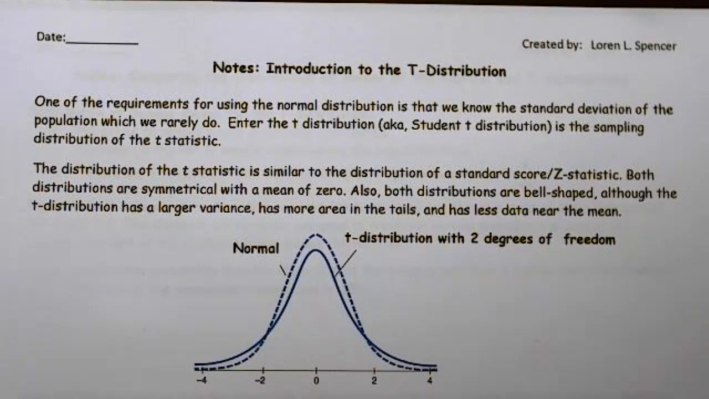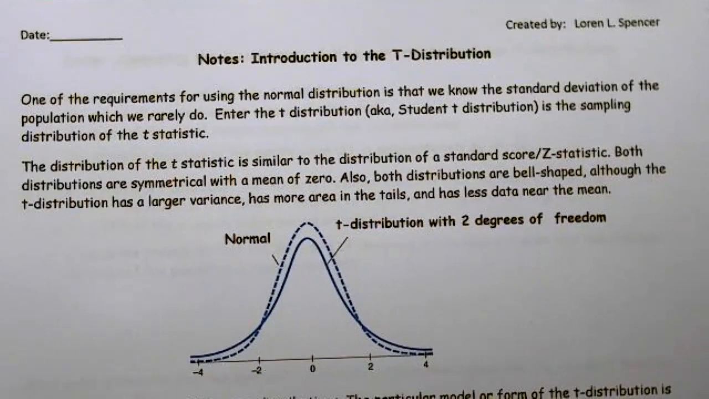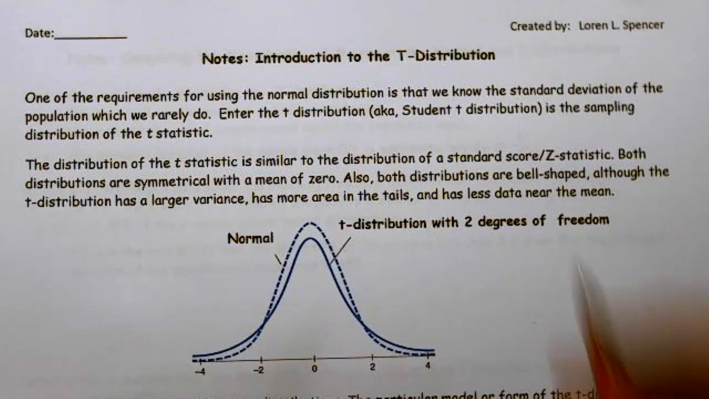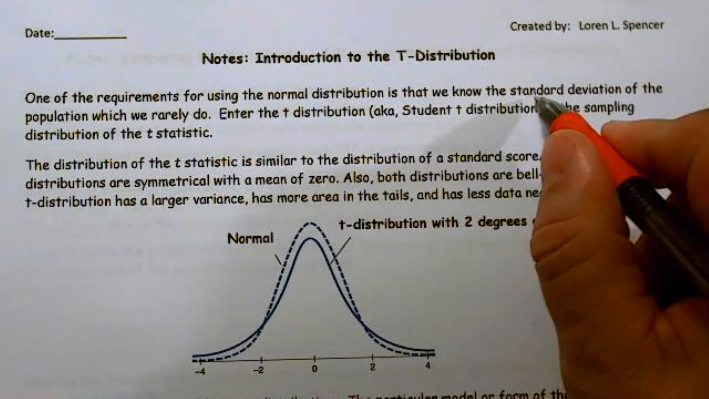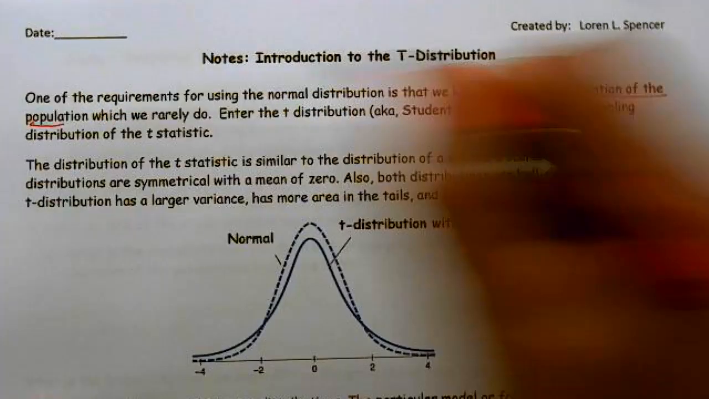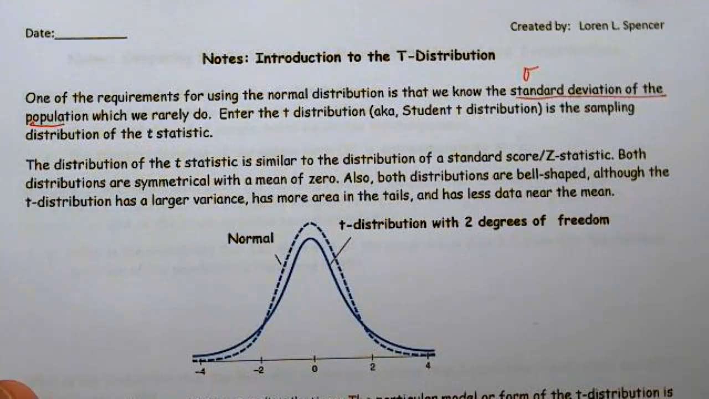Okay, we're going to be working on the t-distribution. One of the requirements for using the normal distribution, which we've been using up until this point, is that we know the standard deviation of the population. So we have to know the standard deviation of the population to use the normal, and that was signified by that symbol. But we rarely know that. So what do we do? Well, that's where the t-distribution comes in.